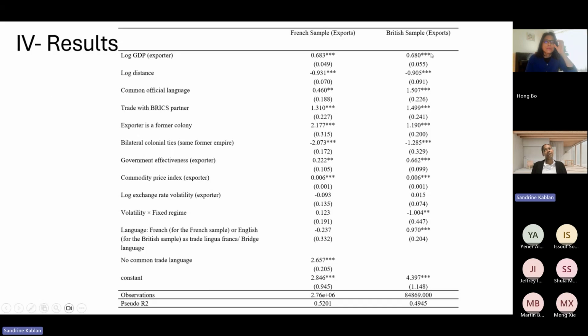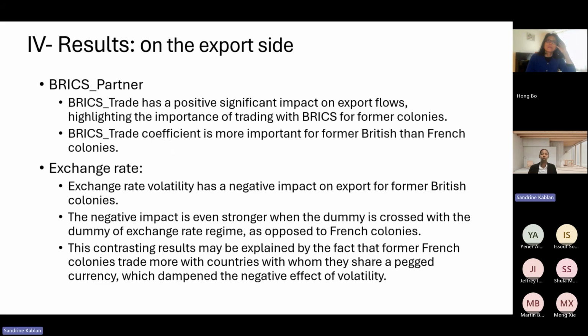Okay, so as I said, it's a very preliminary version. So what I'm going to do is to interpret the results. Our variable of interest first is trade with BRICS countries. The variable BRICS trade has a positive significant impact on export flows, which highlights the importance of trading with BRICS for former colonies. And what is important to know is that the BRICS trade coefficient is more important for former British than French colonies. And this is something that was seen with the graph I showed in the introduction.